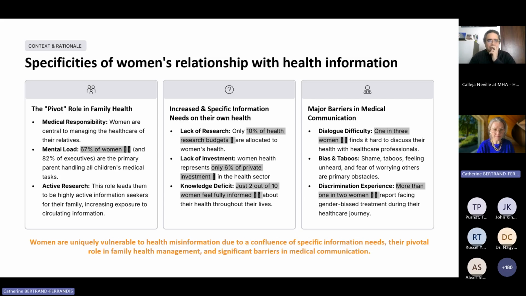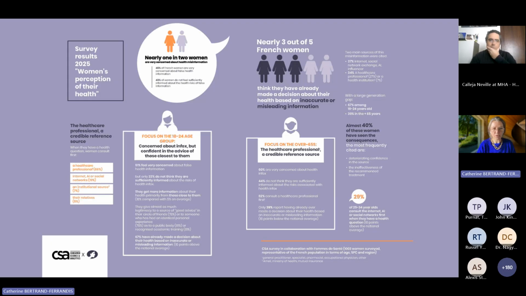So they are uniquely vulnerable to health information, and as my colleagues expressed very well before, so I won't go back on this, when you lack information, when you have questions that are unanswered, misinformation easily fills the space. In the white paper that I will share at the end, if it's not already done in the chat, you have a specific barometer, representative of France, done in collaboration with the CSA, a huge polling organization here in France.